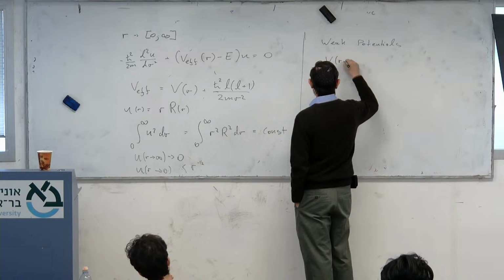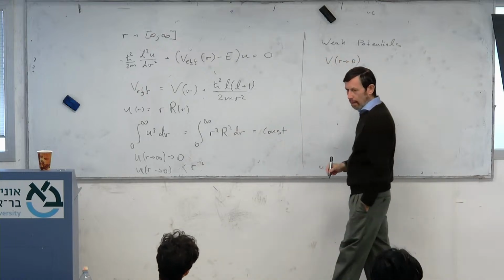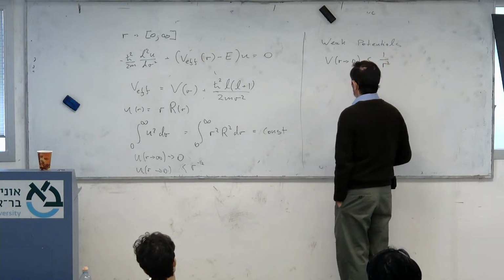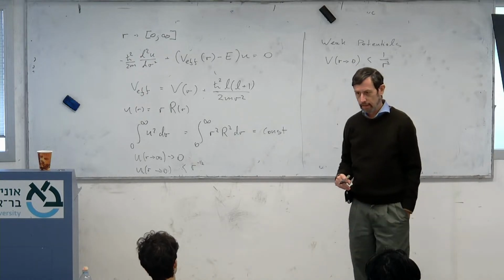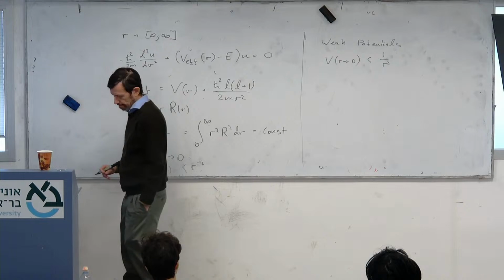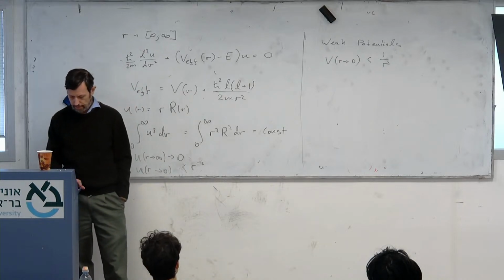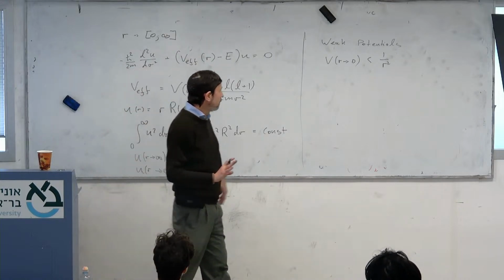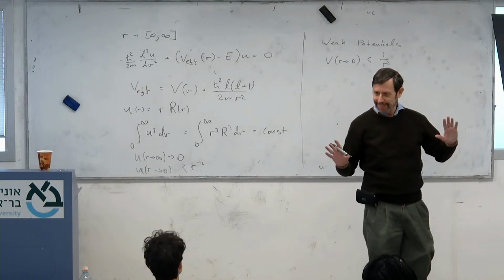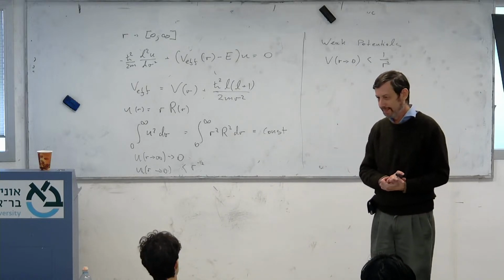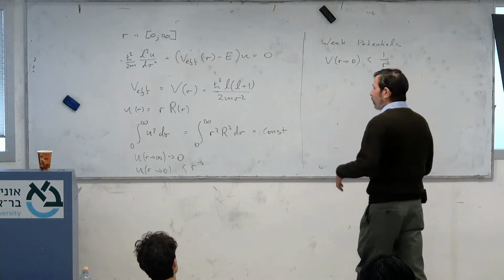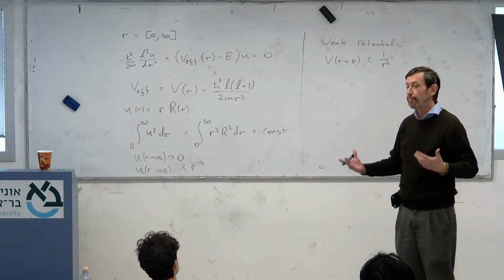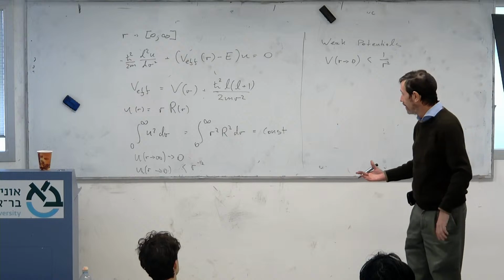V of R, when R goes to 0, is smaller than 1 over R squared. Square root. Not 1 over. Oh, no. It's a potential, it's not the wave function. Well, Coulomb potential definitely okay, 1 over R. Why do I call it weak? When someone tells you something is weak, always the question, weak compared to what?